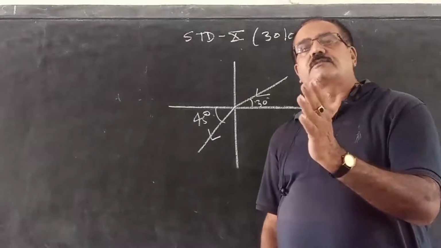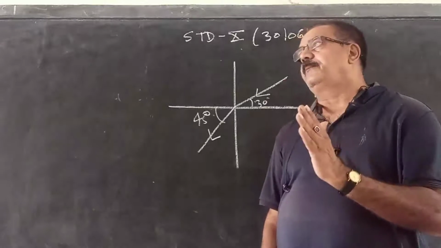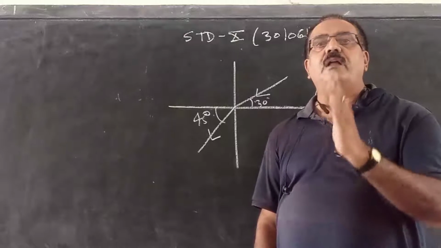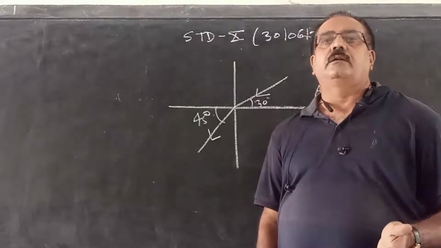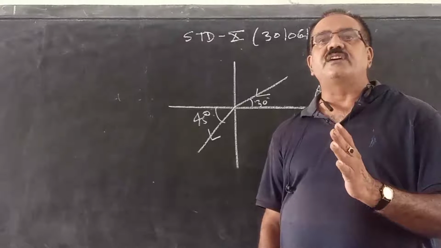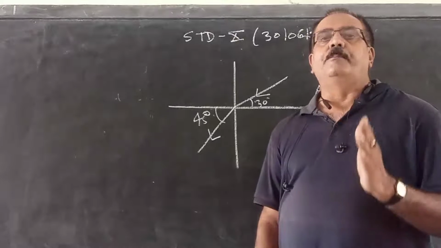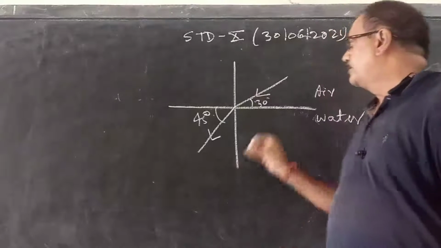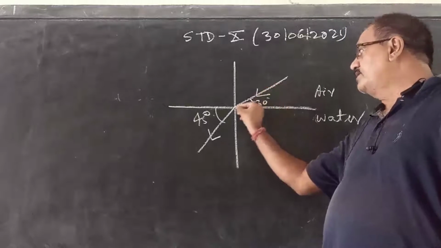First of all, take the angle of incidence. The angle of incidence is the angle between the normal and the incidence ray. And the angle of refraction is the angle between the normal and the refracted ray. So this is the incidence ray, of course, but this is not a normal.